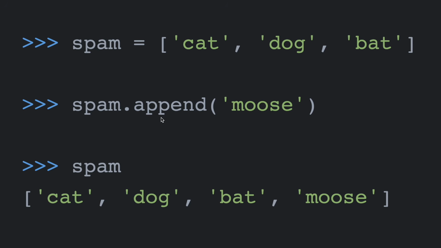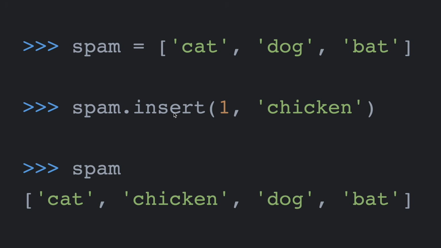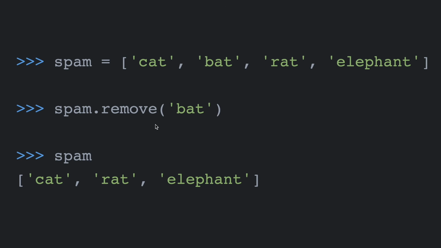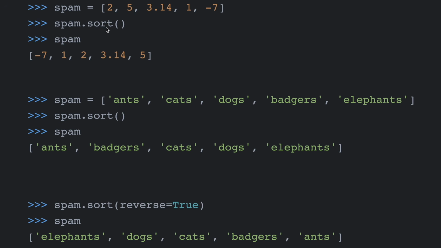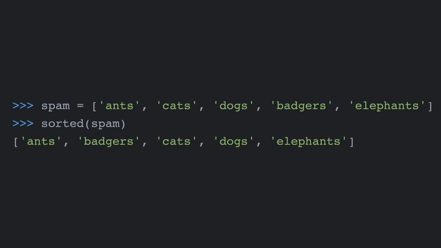And we already talked about this, but .append can add an item to the end of a list. And insert can add an item at a specific index in a list. And .remove will remove the first item in a list that has that value. And you can use .sort to sort a list. You can sort number lists. You can sort string lists, which will sort in alphabetical order, and you can also reverse the sort with reverse equals True. You can also use the built-in function sorted to return a new sorted list, sorted(spam).